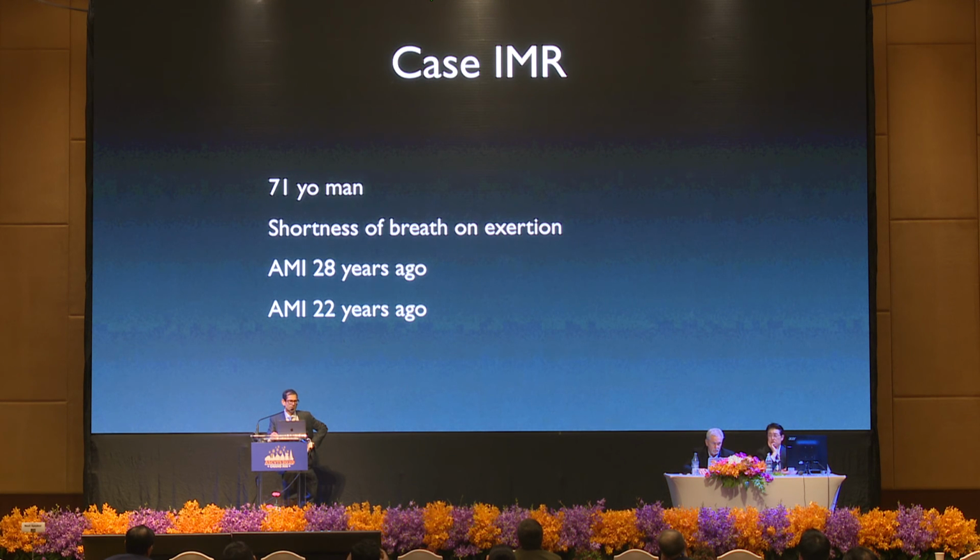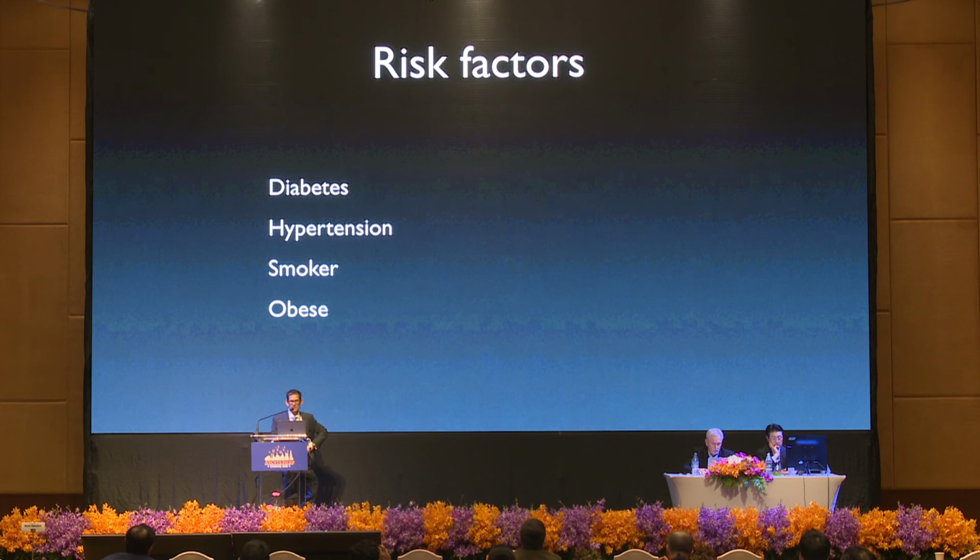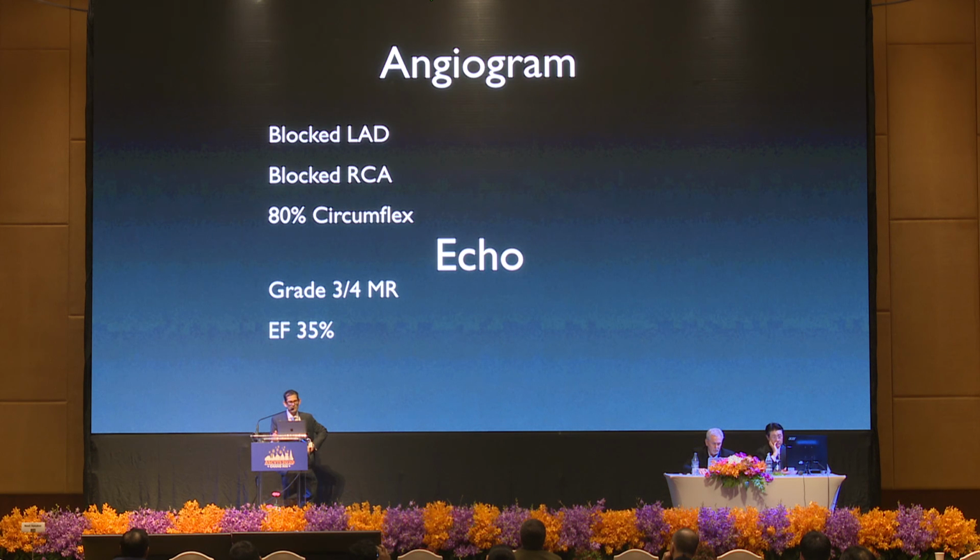So this is a 71-year-old man who presented with shortness of breath on exertion, had a MI 28 years prior to this presentation and another MI 22 years prior to that presentation. So long history of ischemic heart disease. Typical patients we see, hypertensive, diabetic, smoker and obese, so the whole sort of gamut of risk factors. And his angio showed a blocked LAD, blocked right, an 80% circ, and the preoperative transthoracic showed grade 3 on 4 MR and an EF of 35%.